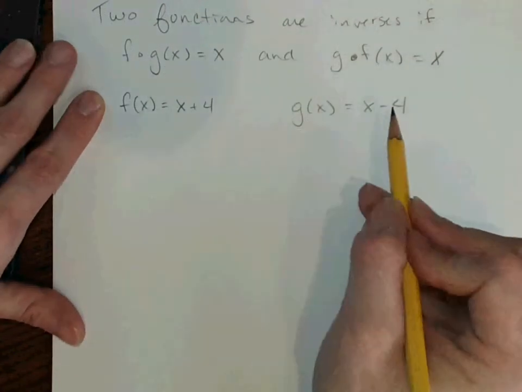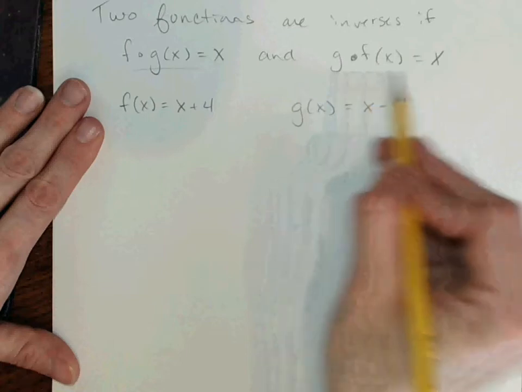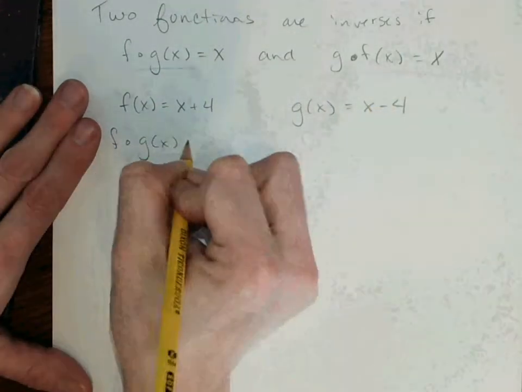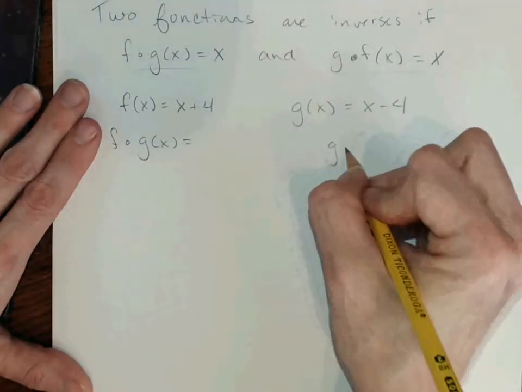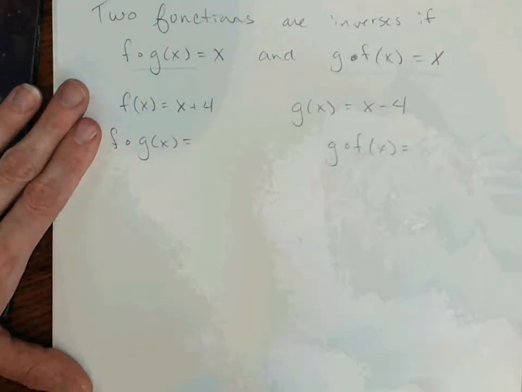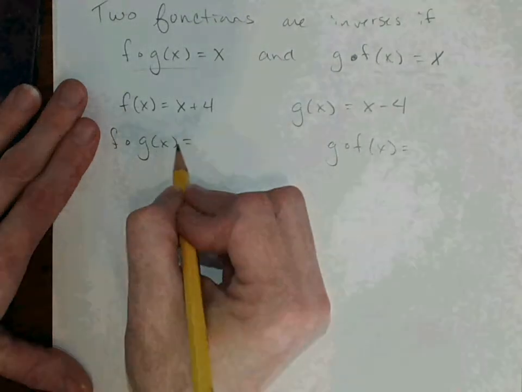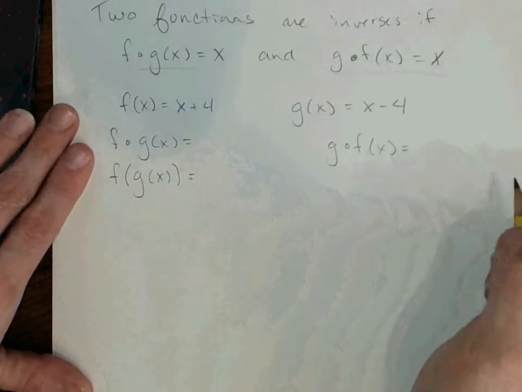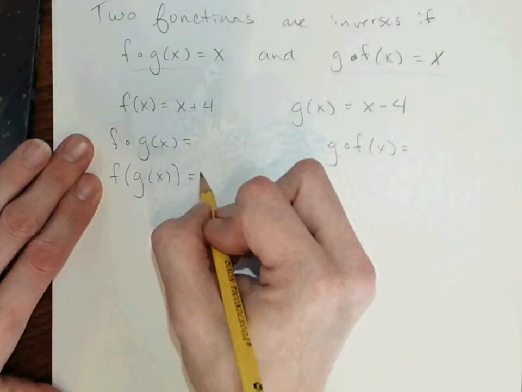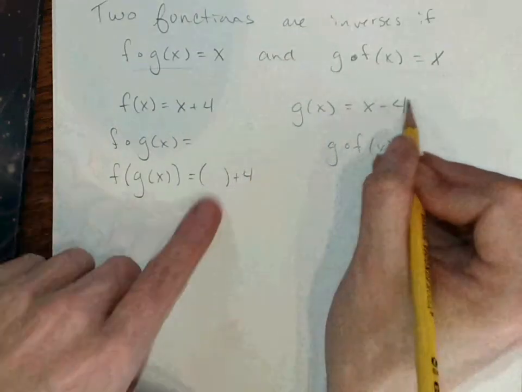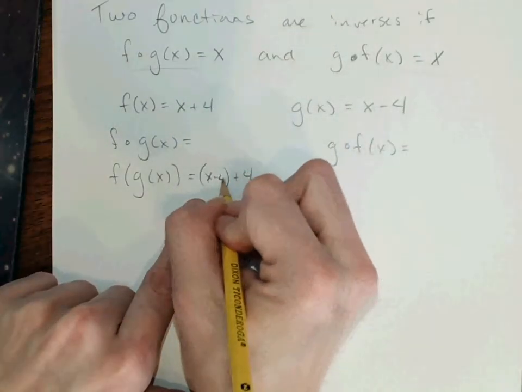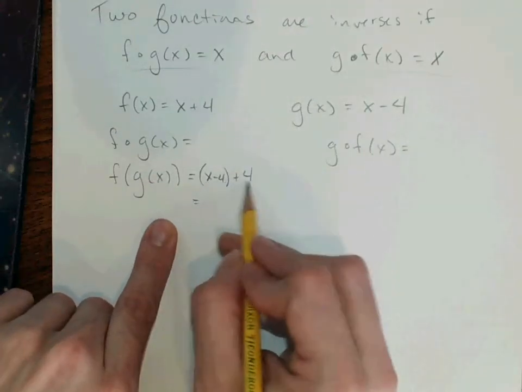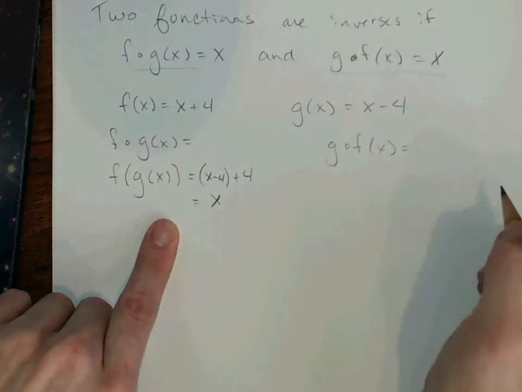So I'm going to see if this holds true for these two functions. I'm going to check what f of g of x is, and then what g of f of x is, and go from there. Remember, these are just the composite functions that we looked at in previous videos. So I'm going to take f of x and plug g of x into it: x minus 4 plus 4. What happens when I drop my parentheses? I've got x minus 4 plus 4, so I just have a plain old x left.